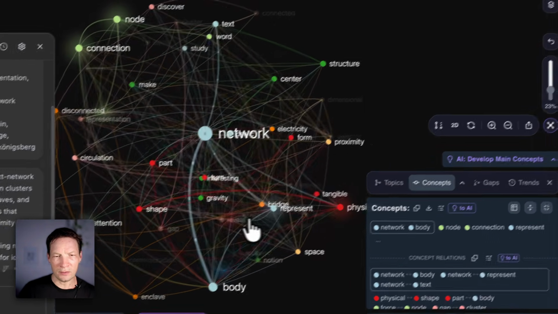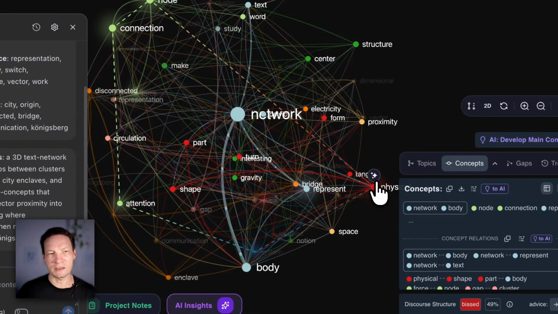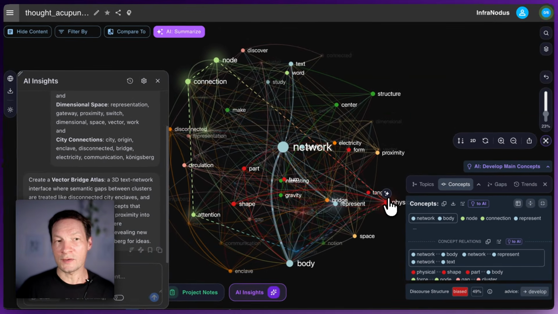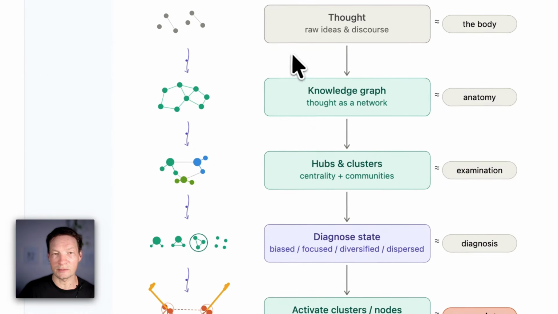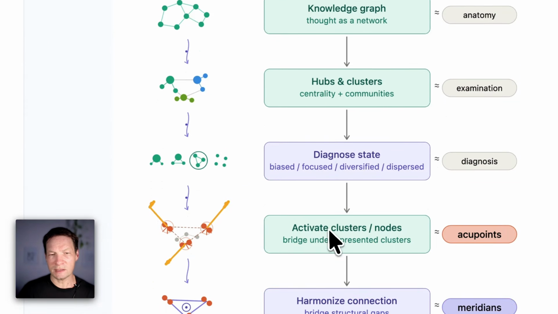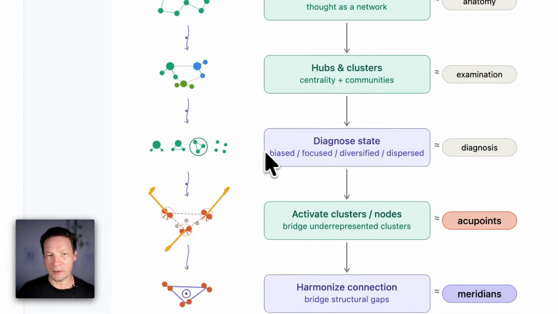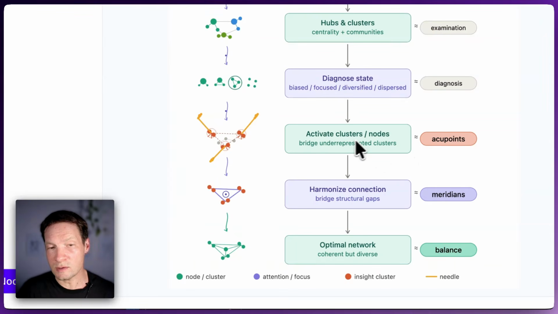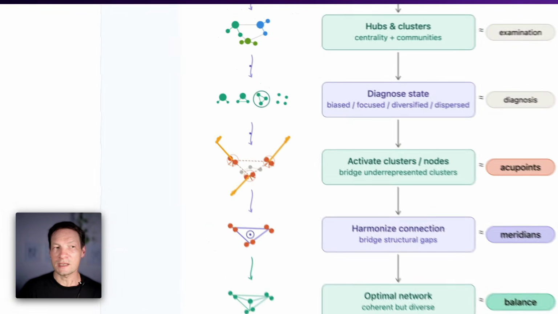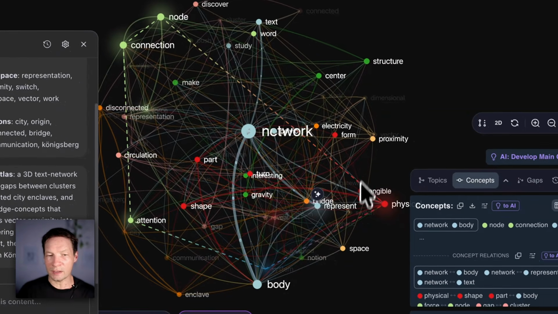When you click on the highlighted nodes, you see that there is this superstructure around the central concepts that we could actually activate. So this is exactly this part here where we identify hubs and clusters, diagnose the state. So in our case, it was biased here, right? We identified it's biased, and then we understand which clusters or nodes we need to activate. In that case, which clusters or nodes we need to put our attention to.